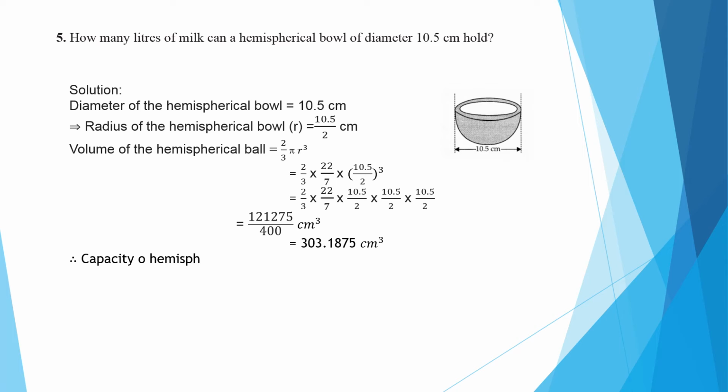To convert into decimal we are getting 303.18 centimeter cube, and to convert the centimeter cube into liter we will divide by 1000. Okay, so because 1000 centimeter cube is equal to 1 liter, so 0.0331875 liter. In this way we will do and we'll find it.